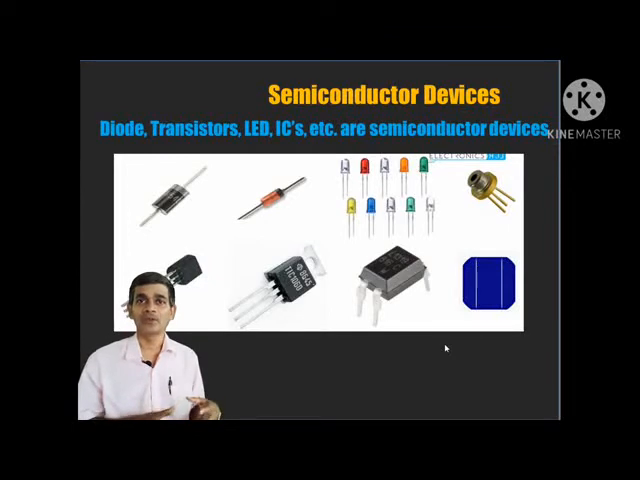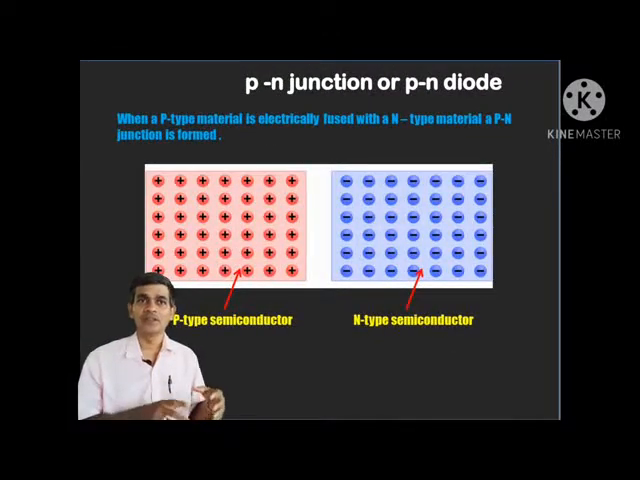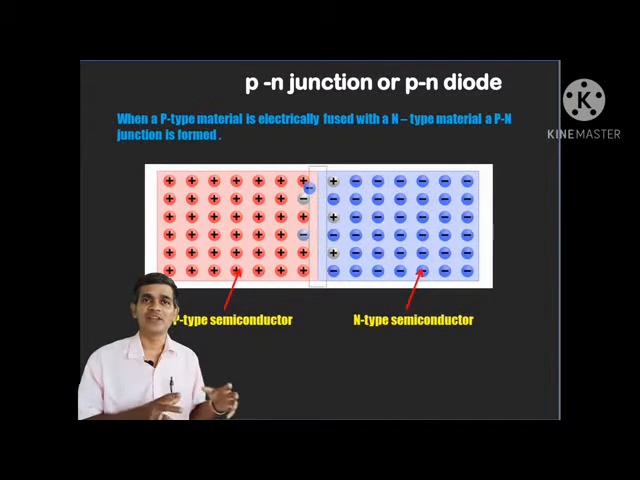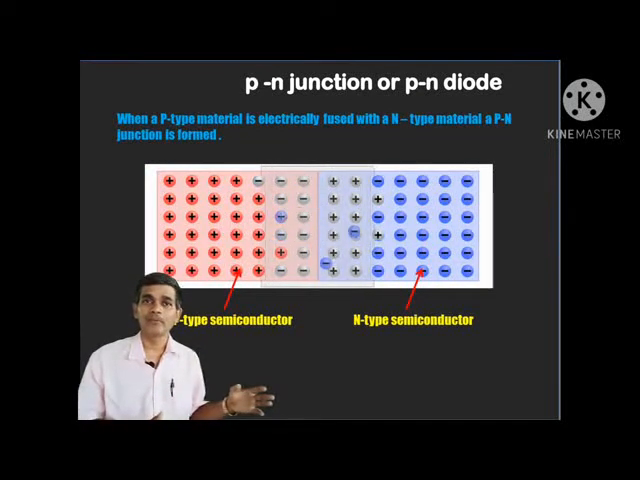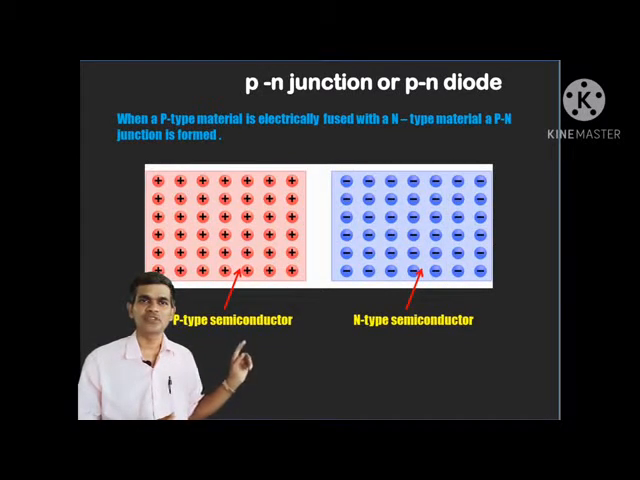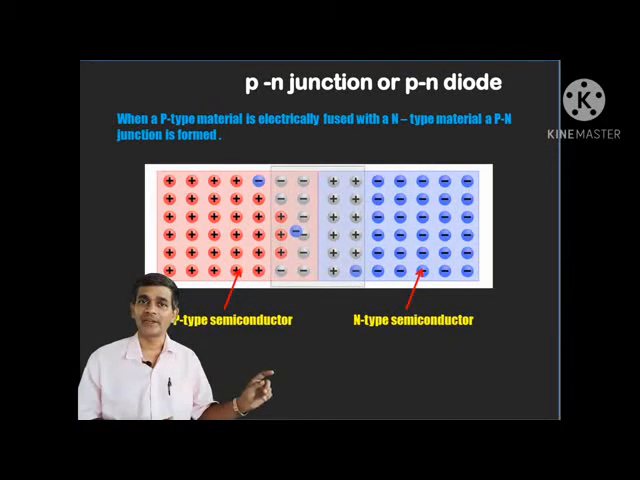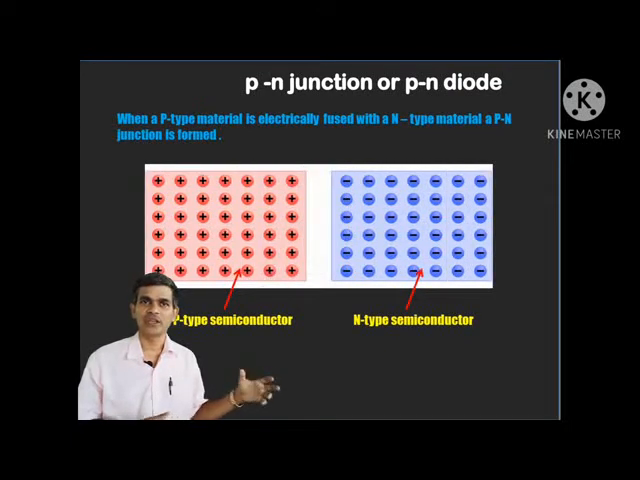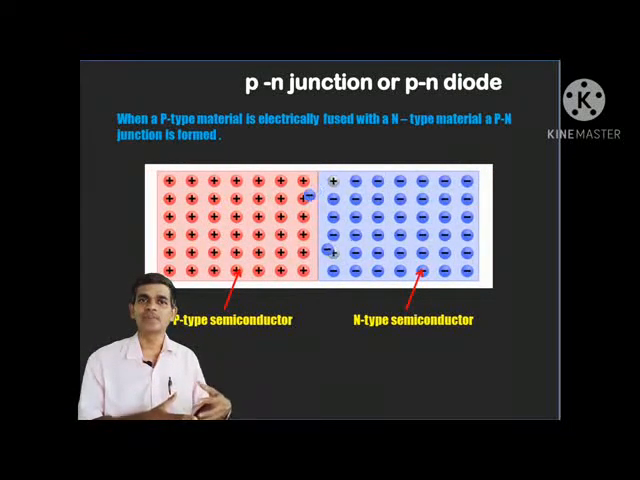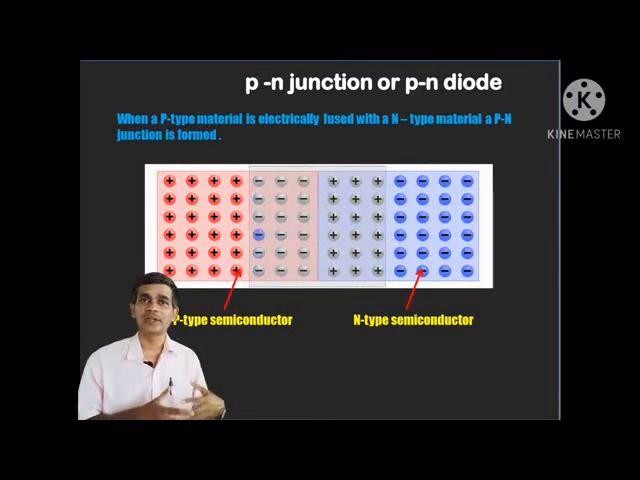First, I'll discuss PN diodes or PN junctions. Let's see how a PN junction is formed. When a P type material is electrically fused with an N type material, we get a PN junction. Observe in the picture: one side is P type material, meaning holes are the majority charge carriers; the other side is N type semiconductor, where electrons are the majority charge carriers. When they are electrically fused, it forms a junction, and this is called a PN junction or semiconductor diode.